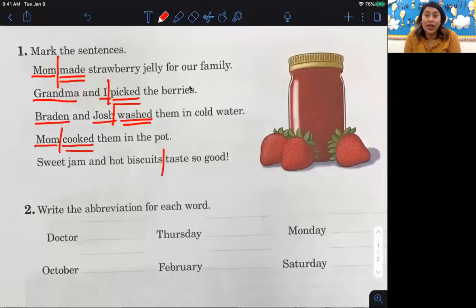Sweet jam. What kind of biscuits? Hot biscuits. Doesn't it make that sentence kind of come to life? It makes it more exciting. Okay, let's see. It actually makes me hungry. Sweet jam and hot biscuits.